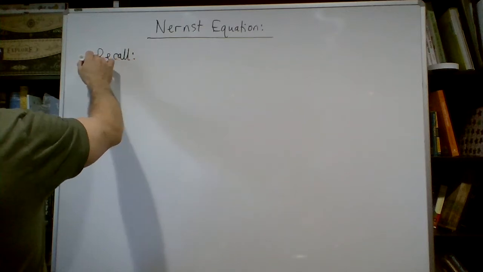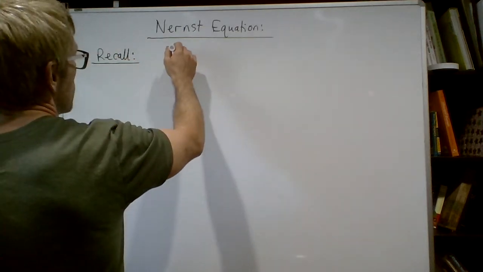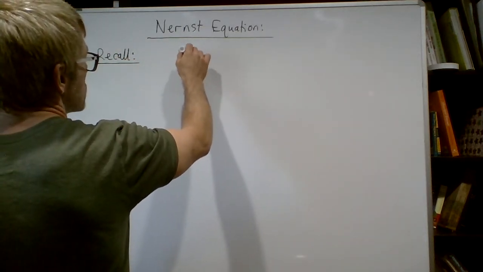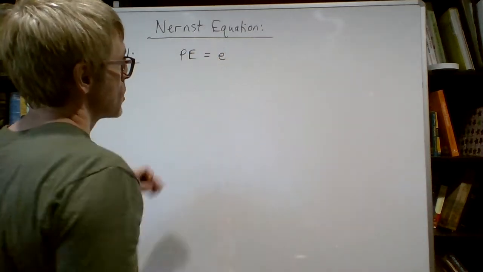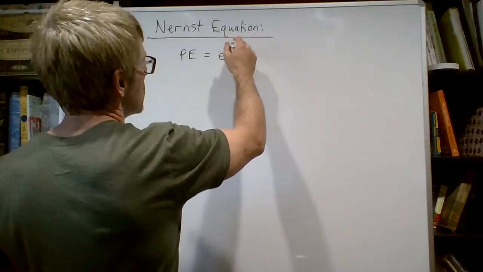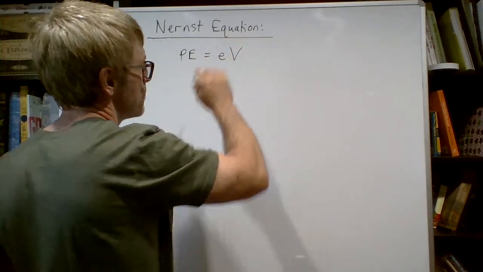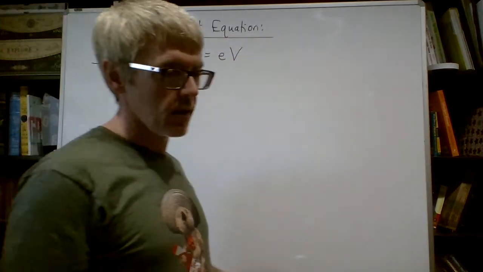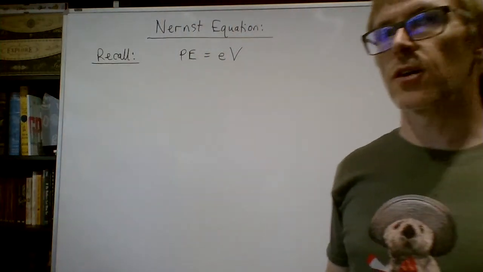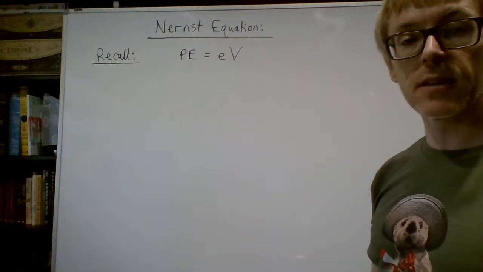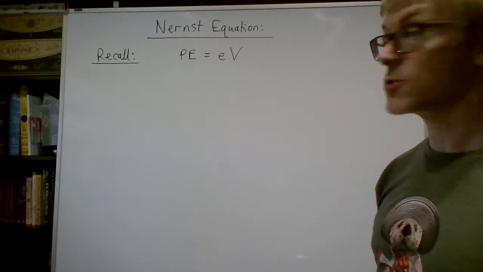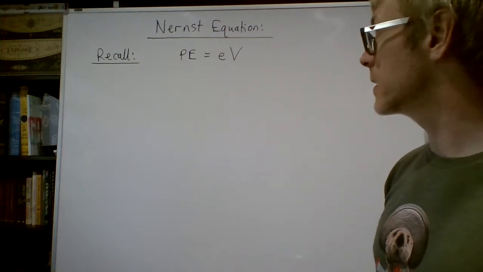The first thing we want to recall is previously we've said that electrical potential energy is the product of the charge of an electron and the voltage that the electron finds itself in the presence of. So we've previously seen this equation in an earlier electrochemistry video, and we're going to recall it here.